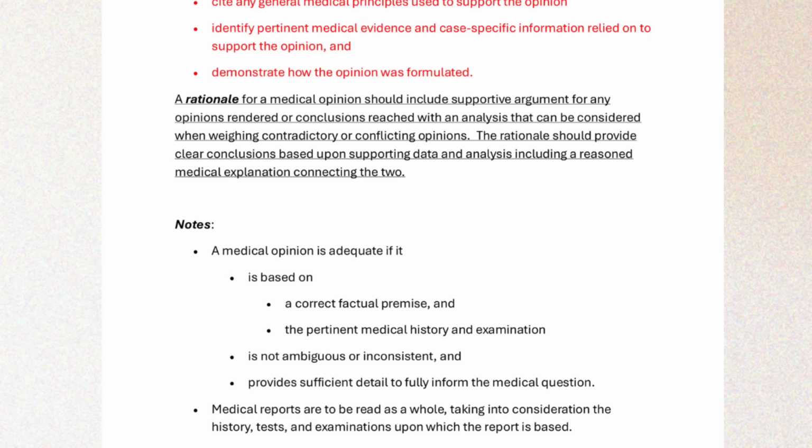Now look at the bottom in the notes section. A medical opinion is adequate if it is based on a correct factual premise and the pertinent medical history and examination. So that doctor needs to be reviewing something as it pertains to your medical history. And then there's some additional bullet comments. So it goes back to what I stated earlier. That doctor needs to be looking at something, and more than likely, that something is where? In your VA claims folder. Okay? Let's keep going. Slide number 2.